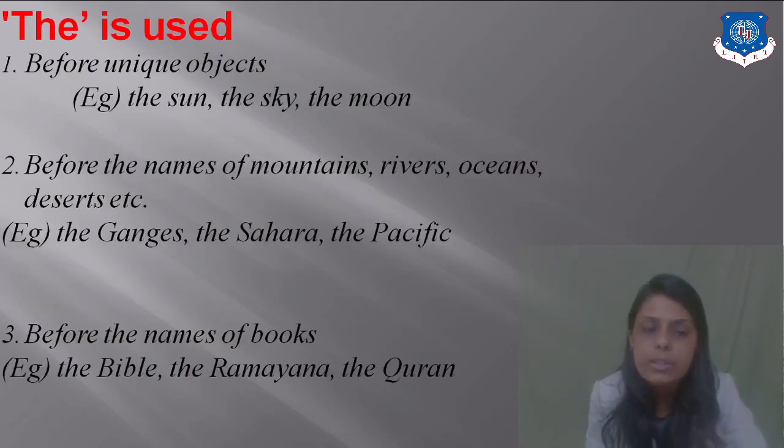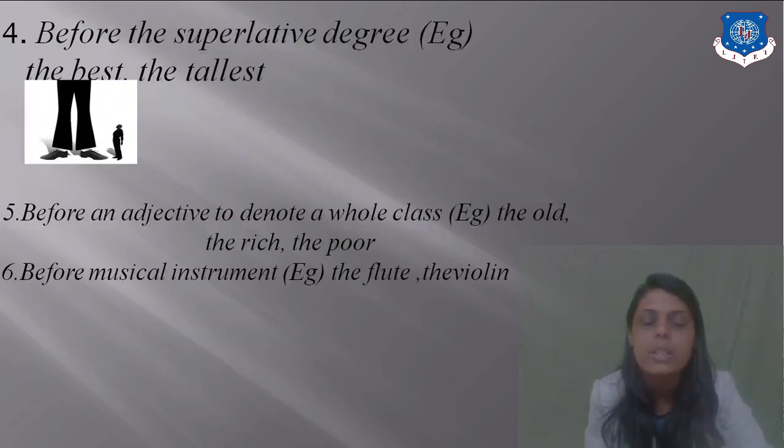The is utilized where? For a particular thing: the sun, the sky, the moon, right? Before the names of mountains, rivers, and deserts, when you are addressing something particular, then you utilize the: the Ganga, the Sahara, the Pacific, the Bible, the Ramayana, the Quran, right? When you are talking about something specific, utilize the. In general, if you are talking about something, utilize a or an, right?